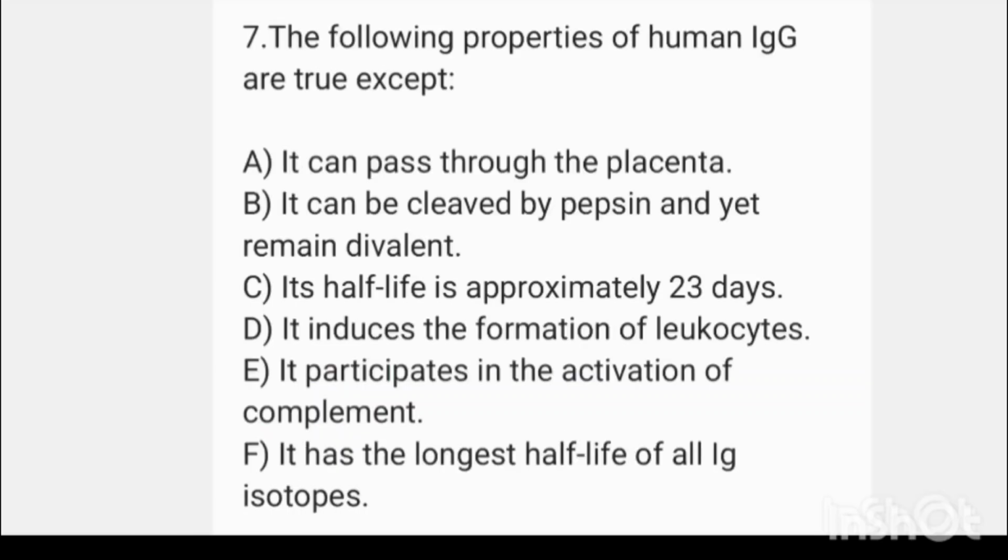Question number 7. The following properties of human IgG are true except, options are A. It can pass through the placenta. B. It can be cleaved by pepsin and yet remain divalent. C. Its half-life is approximately 23 days. D. It induces the formation of leukocytes. E. It participates in the activation of complement. F. It has the longest half-life of all Ig isotypes.